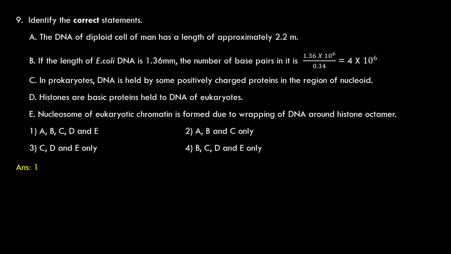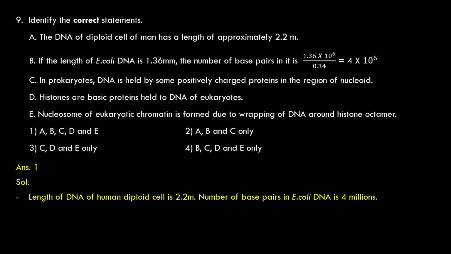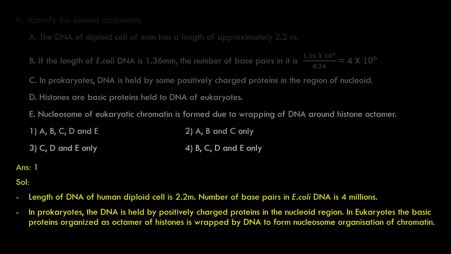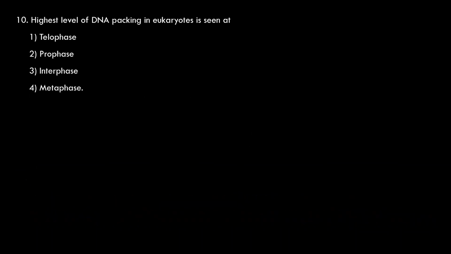Let us see the answer. First one. Length of DNA of human diploid cell is 2.2 meters. Number of base pairs in E. coli DNA is 4 million. In prokaryotes, the DNA is held by positively charged proteins in the nucleoid region. In eukaryotes, the basic proteins organized as octamer of histones is wrapped by DNA to form nucleosome organization of chromatin. Coming to the next question.